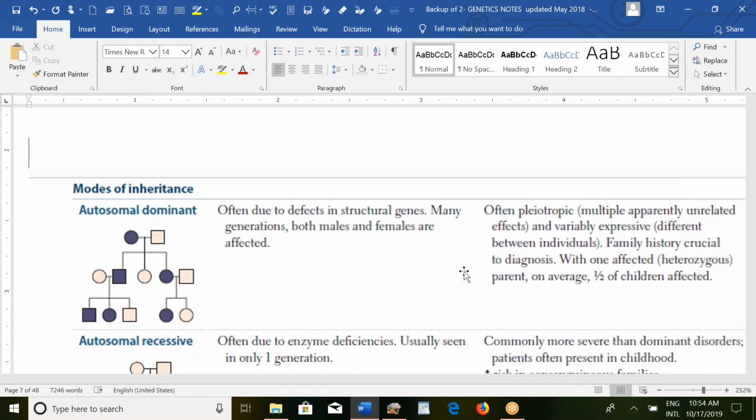Family history is crucial to diagnosis. With one affected parent, on average half the children are affected. As we will see in detail, we need just one copy of the gene to inherit a disorder. So that's why there is no skip generation. Okay? So each generation is affected, both genders are affected, and we need just one copy of the defective gene. And if one parent is affected, half of the children will be affected.